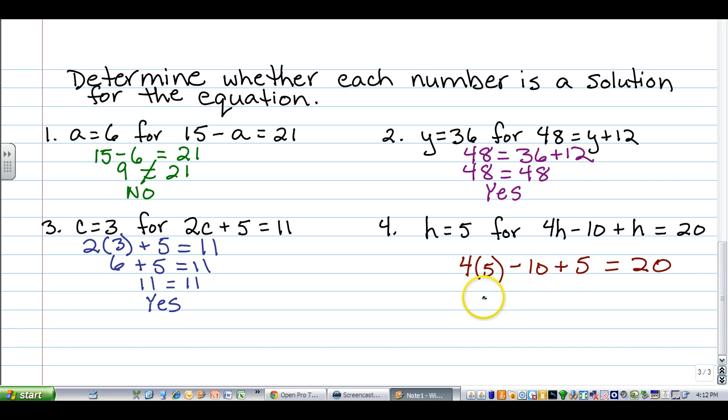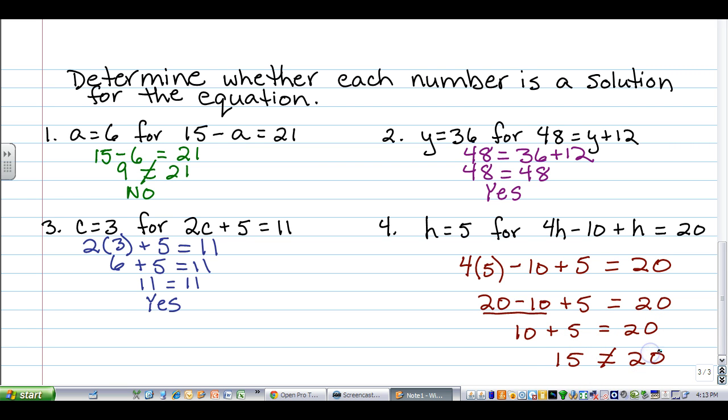All right. So 4 times 5 is 20 minus 10 plus 5. So we're going to rewrite this, and we're following our PEMDAS. So I did my multiplication first, and now I'm going to do addition and subtraction, whichever comes first. And subtraction comes first, so 20 minus 10 gives me 10. 10 plus 5, does that equal 20? And I end up with 15 does not equal 20. So, is this number 5, is that a solution for this equation? And the answer is no.